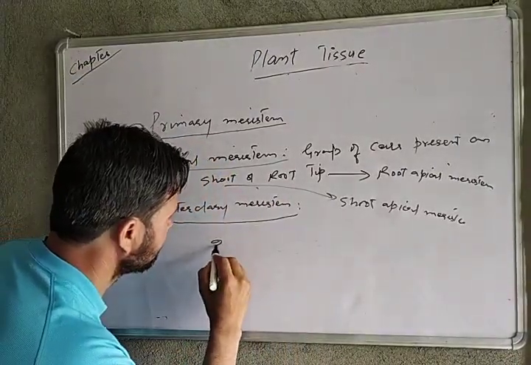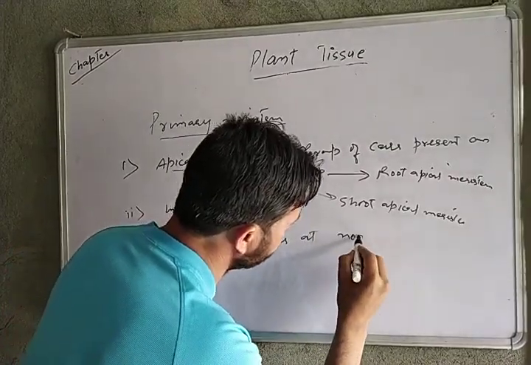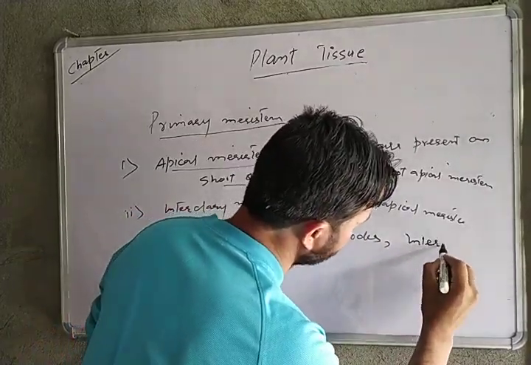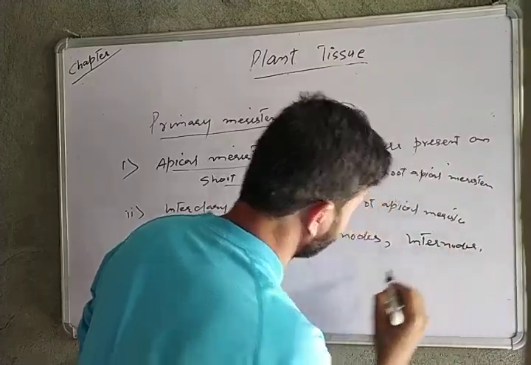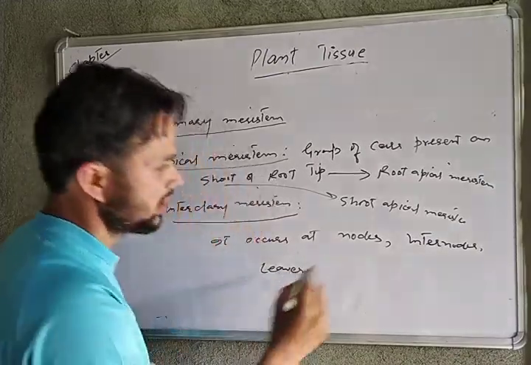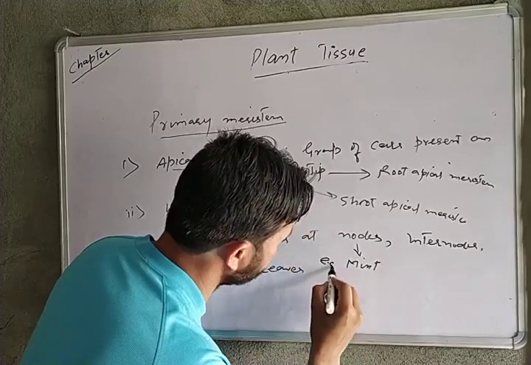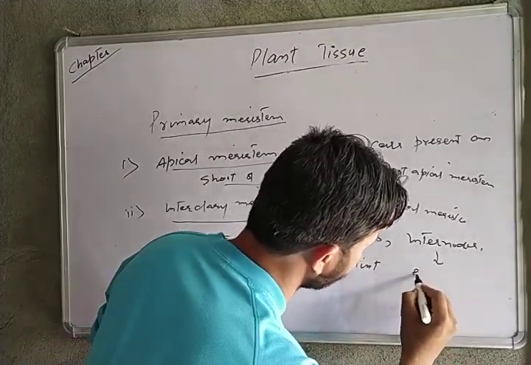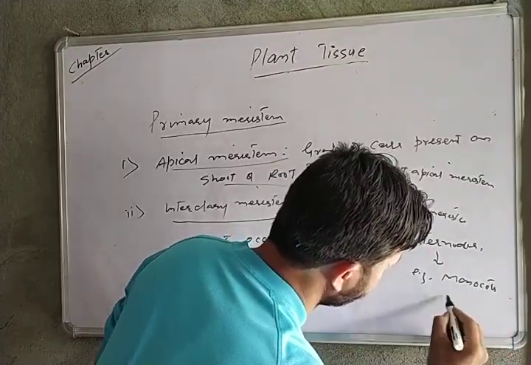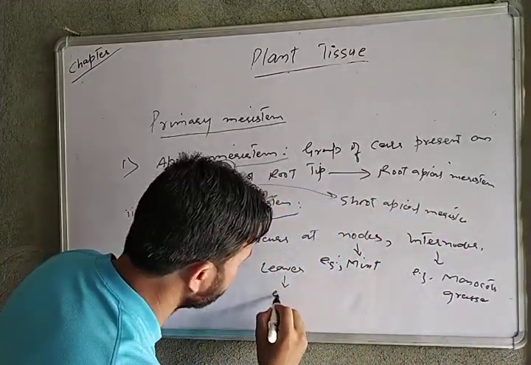This intercalary meristem occurs at the base of nodes, internodes, and the base of leaves. In nodes, we can take the example of mint. In internodes, we can take, for example, monocots like grasses. In the base of leaves, we can take the example of pines.